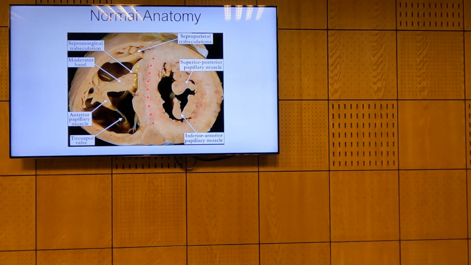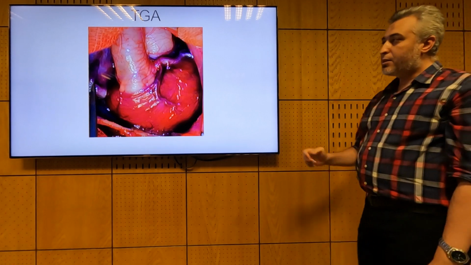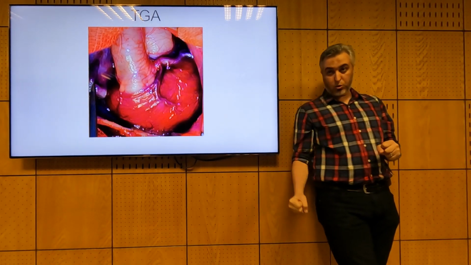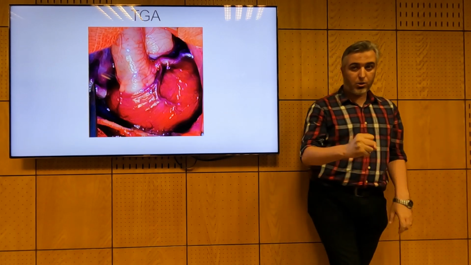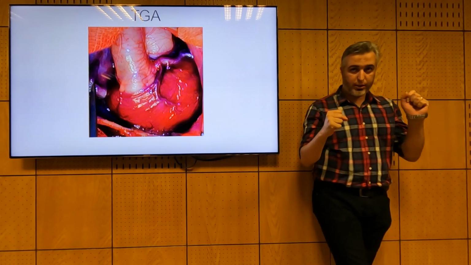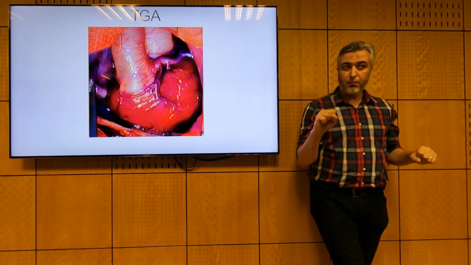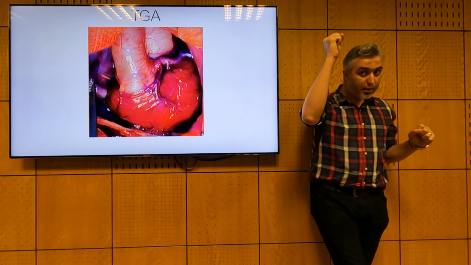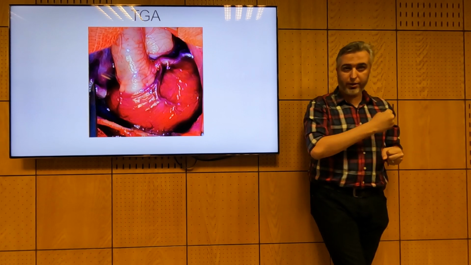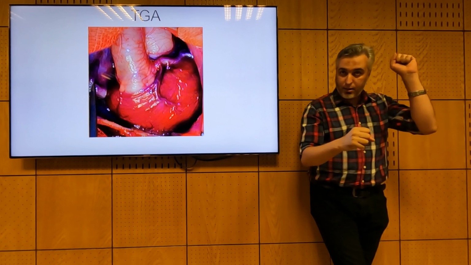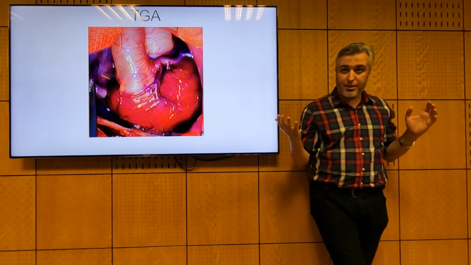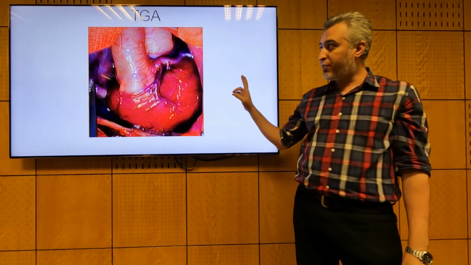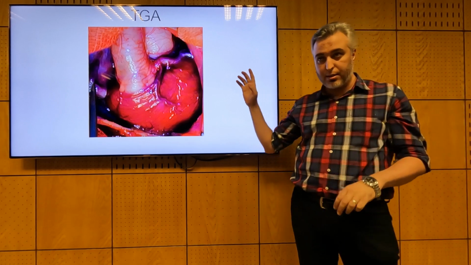So let's discuss TGA. What is TGA? TGA is AV concordance, VA discordance. So the right ventricle is connected to the aorta, while the left ventricle is connected to the pulmonary artery. So the right ventricle is anterior and to the right, and needs to be connected to the ascending aorta, which is anterior to the right, while the LV is posterior to the left, connected to the pulmonary bifurcation, again posterior to the left. So they do not need to cross each other. So there is a characteristic feature in TGA that both great outflow tracts and great vessels are parallel.